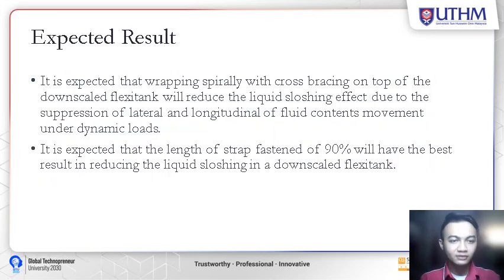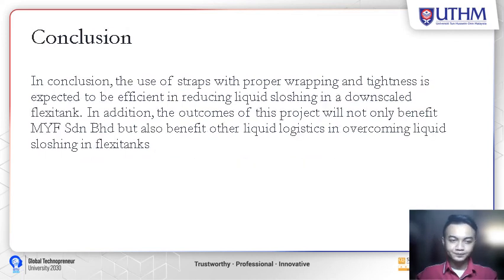So for the expected result, it is expected that wrapping spirally with force pressing on top of the downscale FLEXITANK will reduce the liquid sloshing effect due to the suppression of lateral and longitudinal fluid content movement under dynamic loads. It is expected that the length of strap fastened at 90% will have the best result in reducing the liquid sloshing in a downscale FLEXITANK.